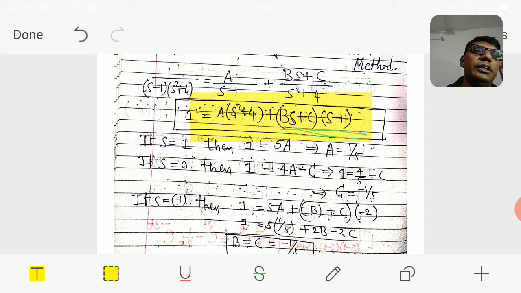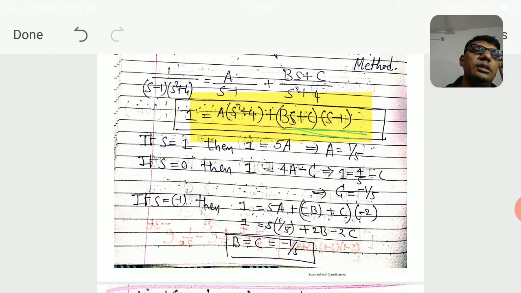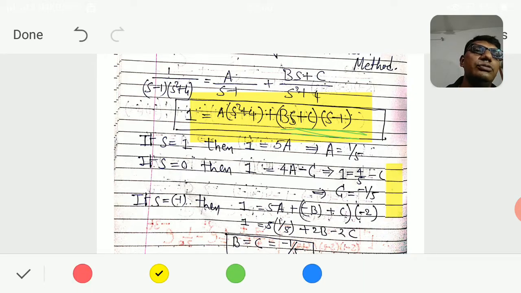Now to find the b, we will take s equal to minus 1, then the left side will be 1 and the right side is 5a minus b plus c into minus 2. After putting the value of c and a, we get b equal to c.